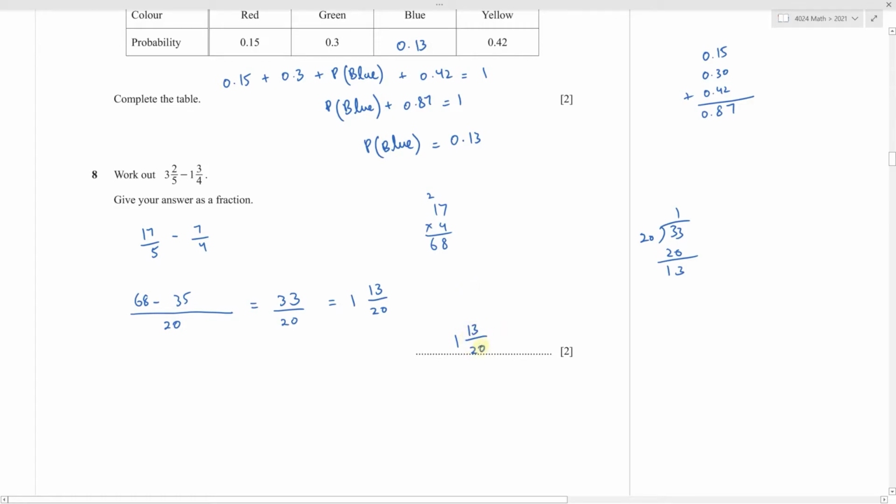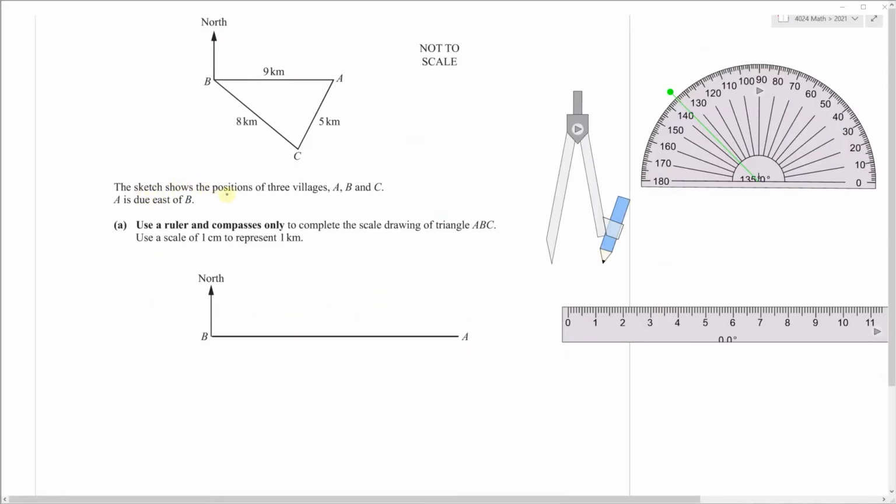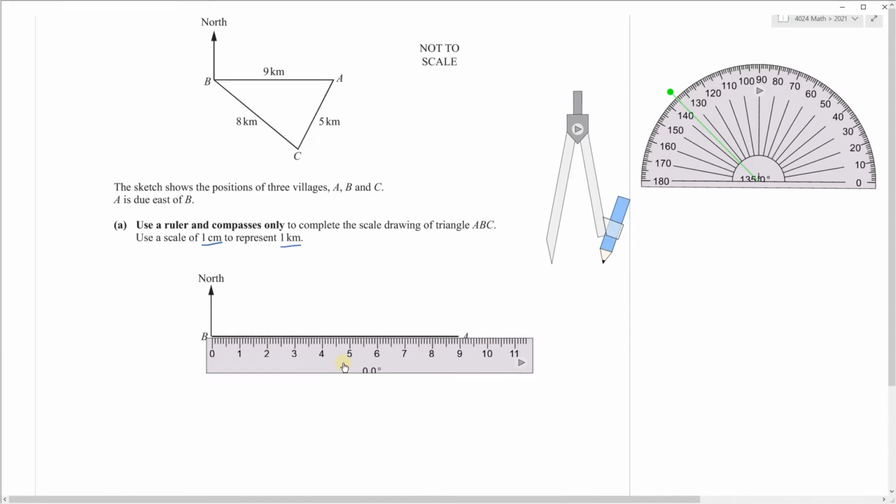The next question is, the sketch shows the positions of three villages A, B, and C. A is due east of B. Part A is use a ruler and compass only to complete the scale drawing of triangle ABC. Use a scale of 1 centimeter to represent 1 kilometer. So they've already drawn one line which is between villages A and B. And since we are using a scale of 1 centimeter to 1 kilometer, that means that this 9 kilometer will be represented by this line, which should be 9 centimeters long. So if you look at the length here, this is 9 centimeters.